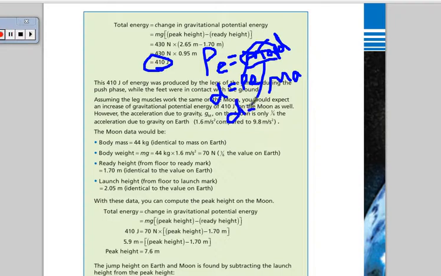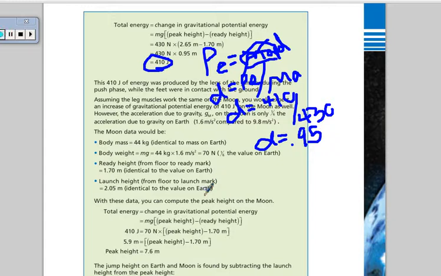So the distance is equal to 410, the potential energy, divided by mass and acceleration, which is 430. That gives us a distance still of 0.95. So no matter how we try to calculate any one of these variables, because of the conservation of energy, we know that we're going to end up with the same product.